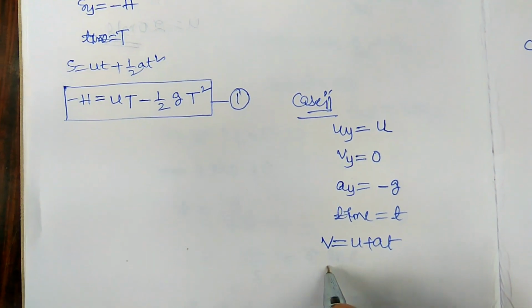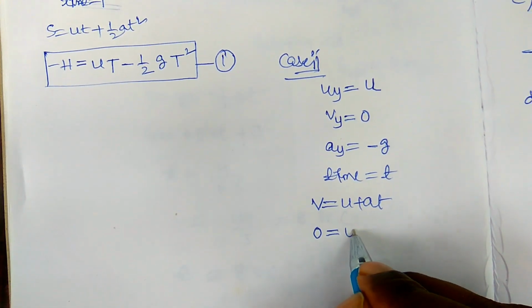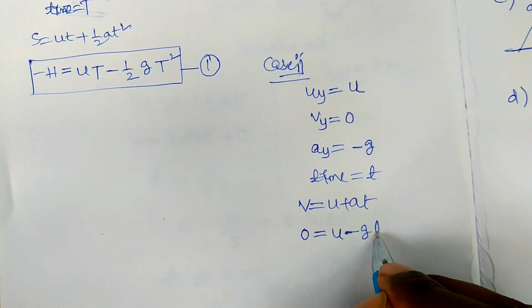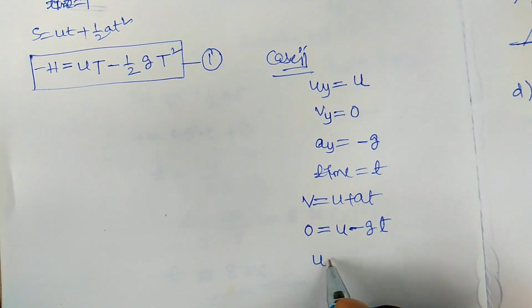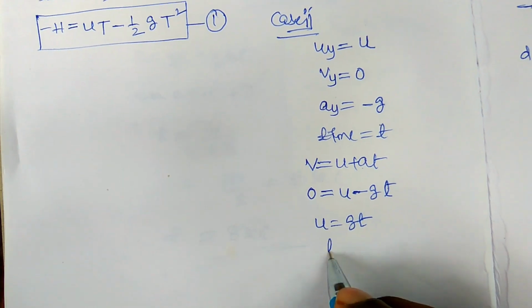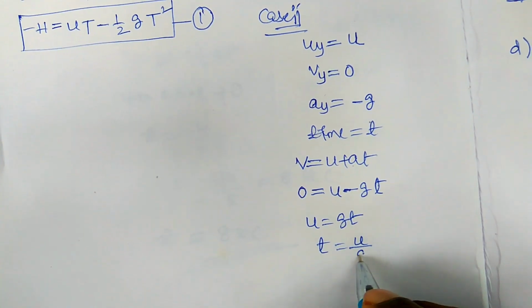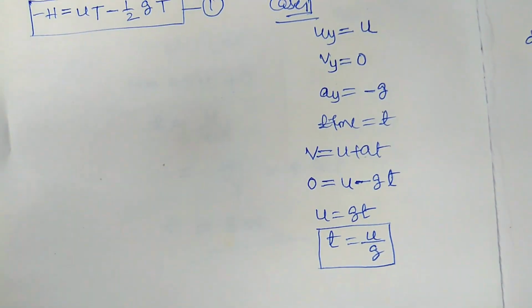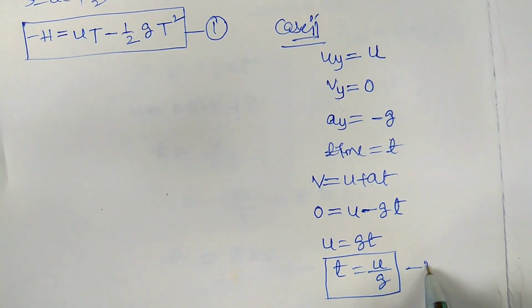So v is equal to 0, u is equal to u, a is equal to minus g, and time is equal to small t. So then u is equal to gt, whereas t is equal to u by g. So this is the time taken to reach its maximum height. So this is equation 2.